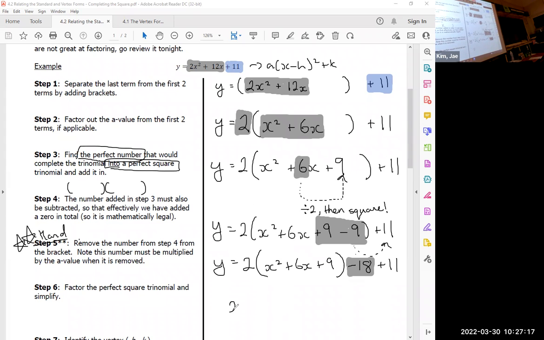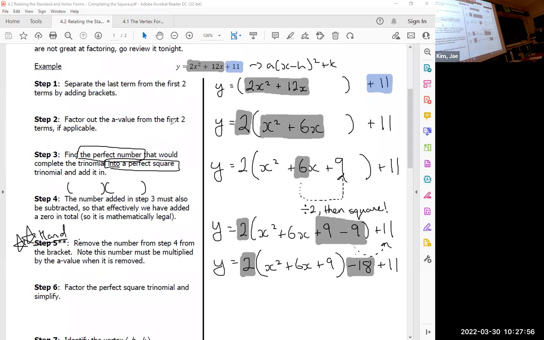Think about it this way. If I had this and I decide to expand it, without the bracket, it will be 2x squared, 12x, plus 18, and minus 18. What I'm taking out is actually a negative 18. So please be careful. If there is an a value, the number you are removing from the other trinomial has to be multiplied by that 2. So I'll put a little highlight there to remind you that that's where it came from.